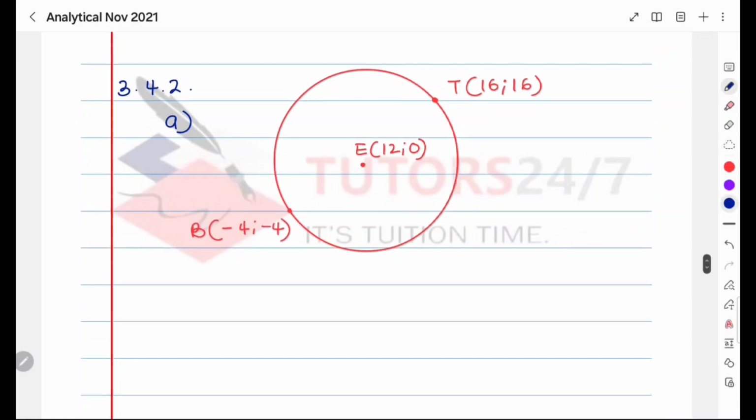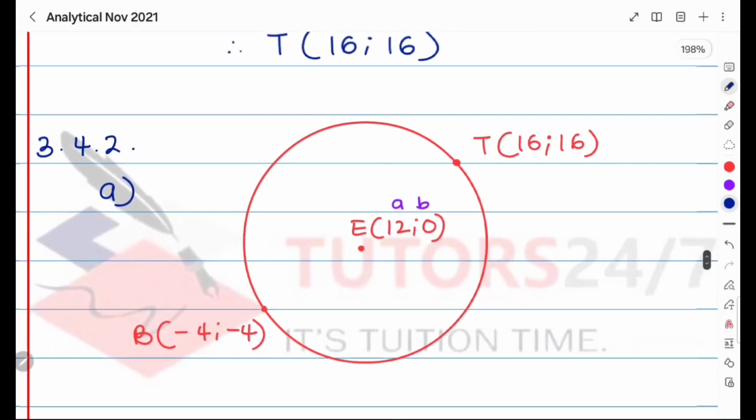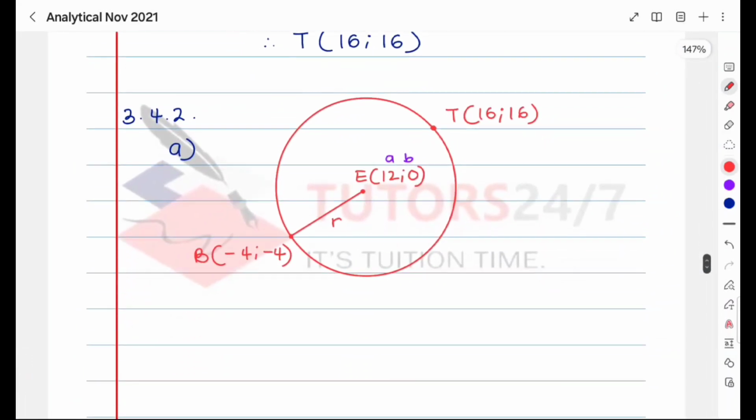Now, if you want to determine the equation of a circle, please keep in mind you need the center point, which is E. So our a value is 12, our b value is 0. Then we need the radius of the circle. Please keep in mind the radius is from the center to the circumference. To determine the radius, you can use E and T, or you could use E and B. We already know the length ET. The length ET is 4√17.